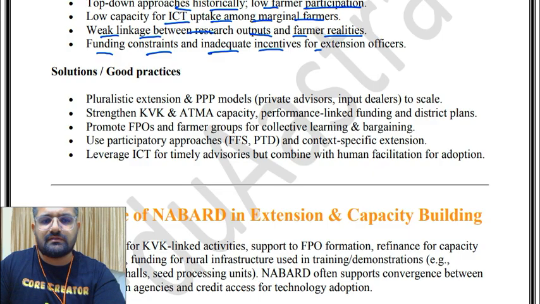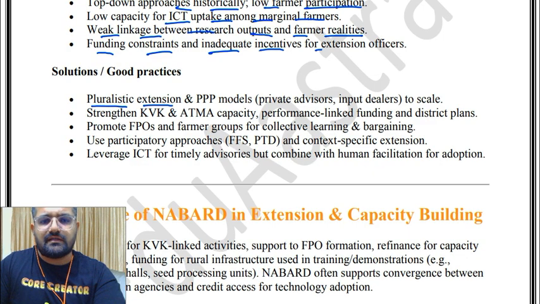What are the solutions? Pluralistic extension and PPP, public-private partnership models, private advisors, input dealers to scale, strengthen KVK and ATMA capacity, performance-linked funding and district plans.